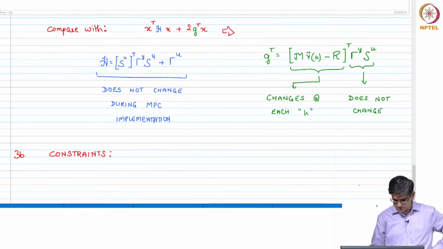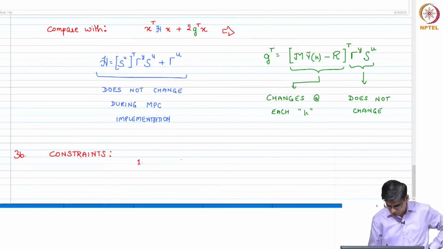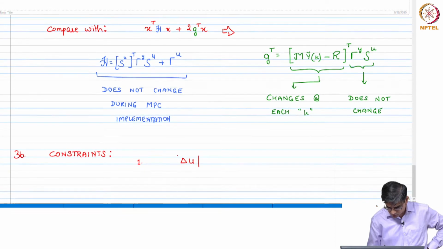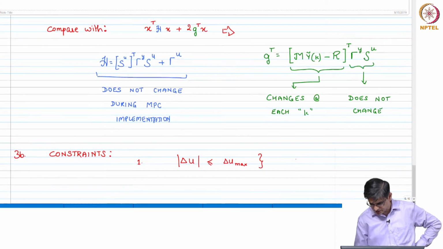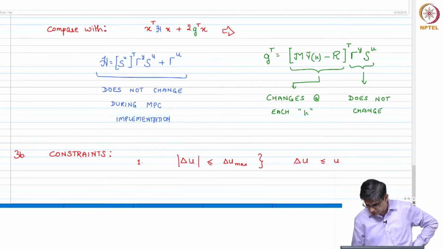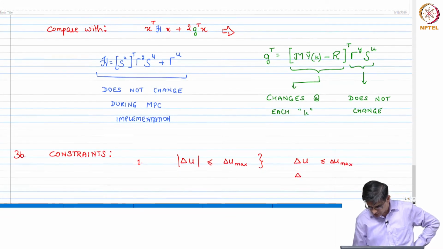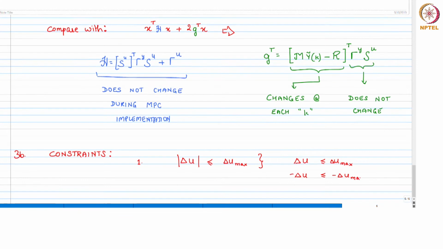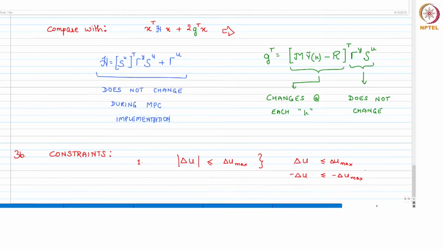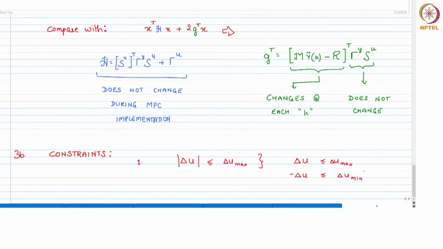Okay. So, the constraints are, the first one is input rate constraints, which means delta u should be less than or equal to delta u max, which can be written as delta u less than or equal to delta u max and minus delta u less than or equal to minus delta u min, which is again minus delta u max.